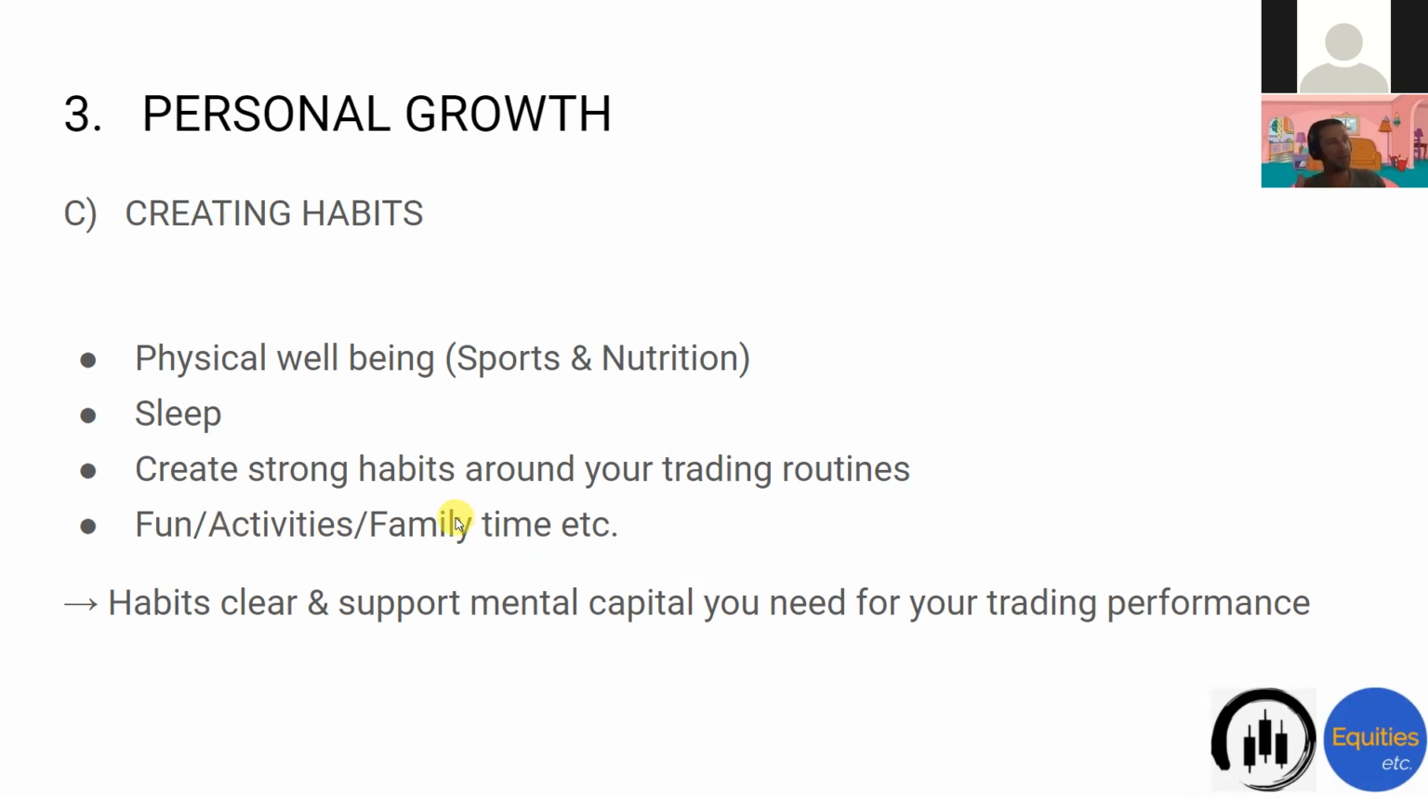And in the end, all the little habits that you're creating clear mental capital for you to increase your trading performance. There are things that you just don't have to think about anymore. You just do them without having to spend a lot of energy on it. That's a habit, right? And all these are, like I said, enhancing your performance.